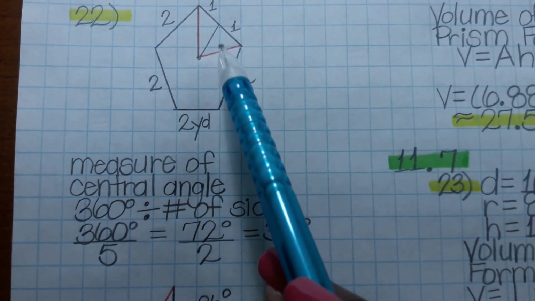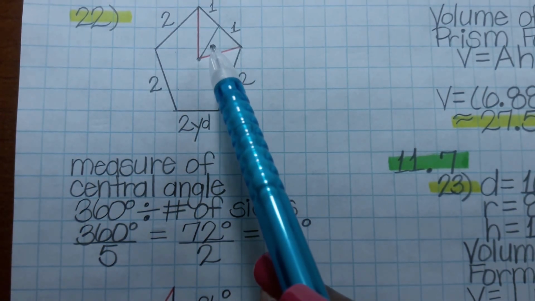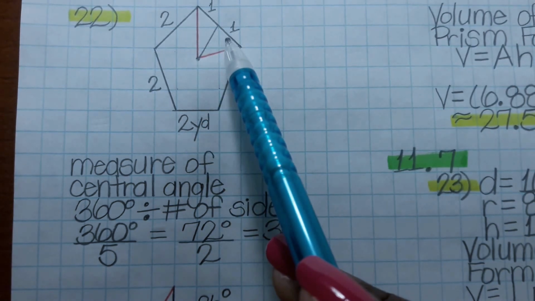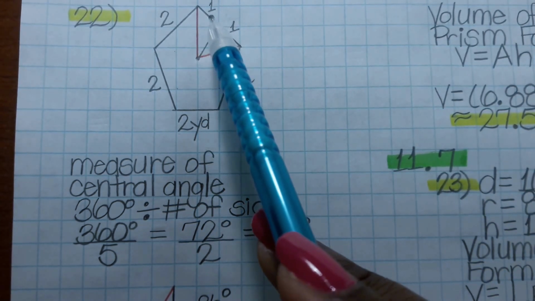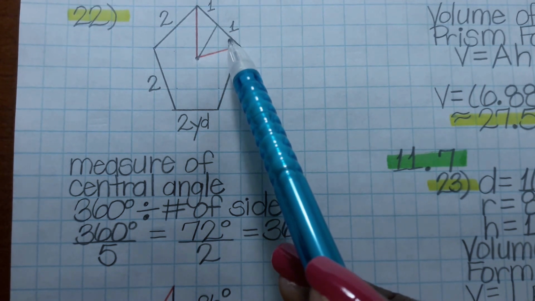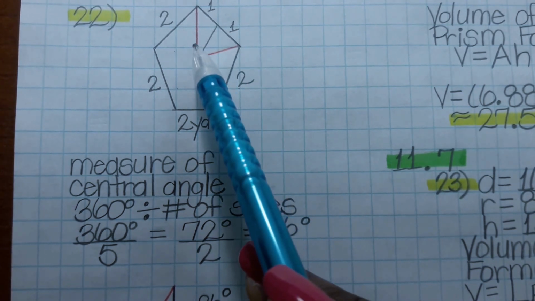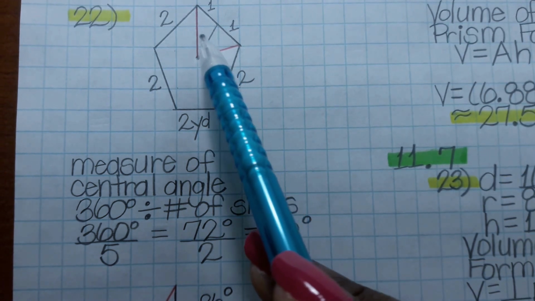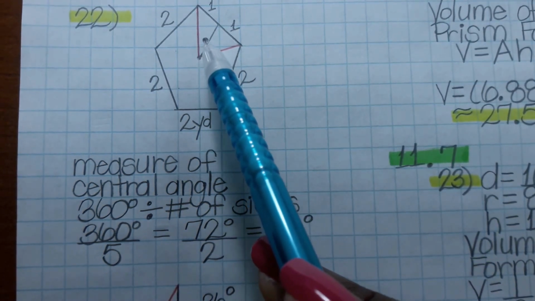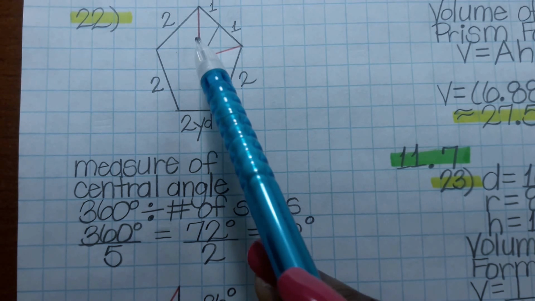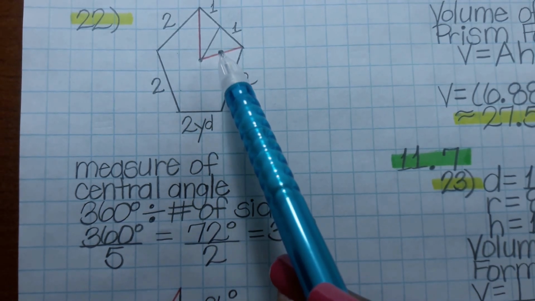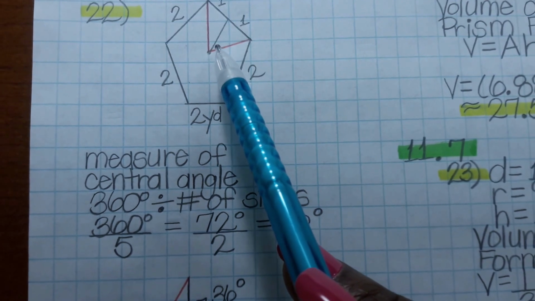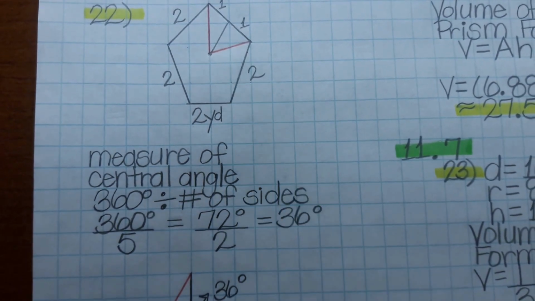If you look at this figure, when you draw that azimuth, you have 2 congruent sides. So this side is 1 and that side is also 1. So that means that this segment bisects this angle. And I know that this total angle is 72 degrees. So if I take 72 degrees and divide it by 2, I get 36. So this small angle here is 36 degrees.